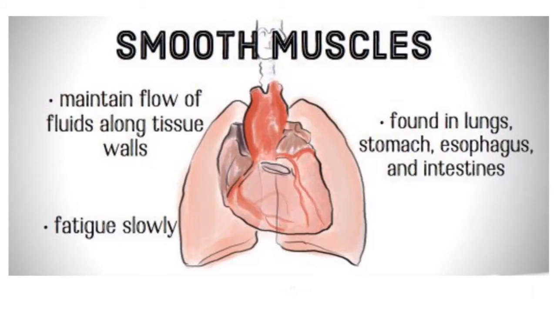Next, we have smooth muscles. Smooth muscles get their name from their smooth appearance under a microscope and are arranged in bundles of muscle fiber sheets. They contract involuntarily and are found in walls of hollow structures, including veins, arteries, and intestines.